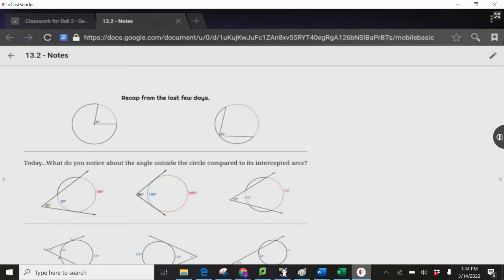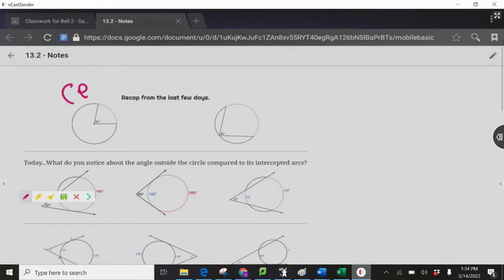Hey folks, first off, I wanted to start today's lesson by recapping what we've been doing the last couple of days. As you know, we started to look at this unit on circles, and there were two relationships that we have seen so far. So the first case that we had here was the case of the central angle.